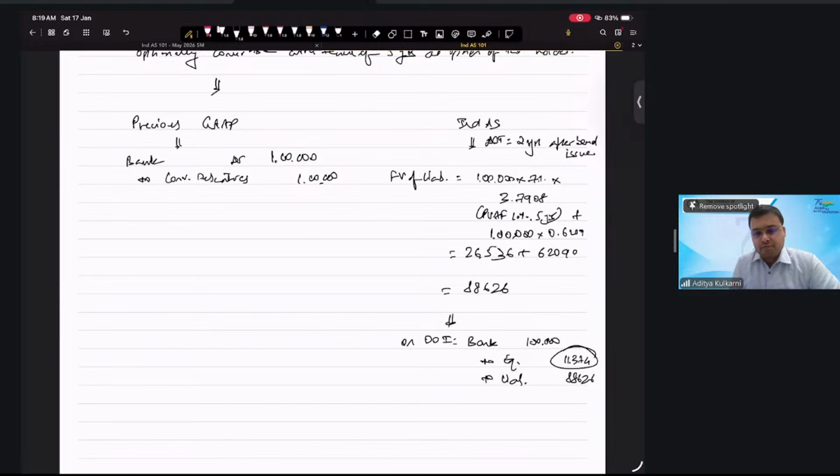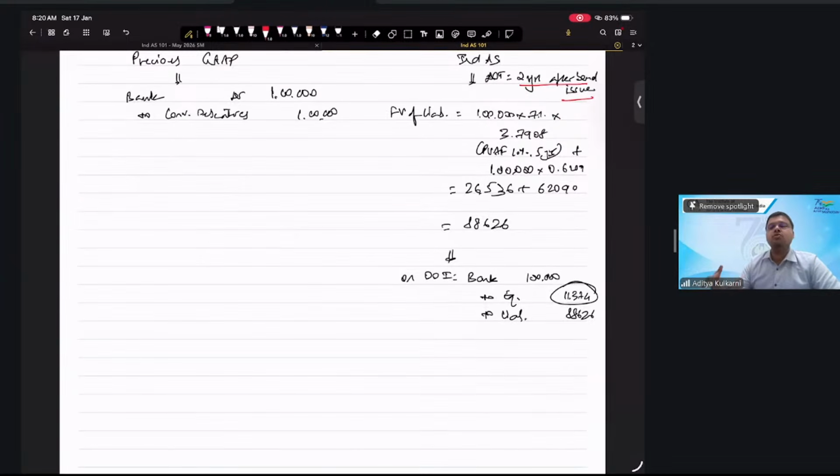Yes, sir. Now, can I take this value as the value of my compound financial instrument on the date of transition? Yes. No, see what the date of transition is, 2 years after bond issue. This is the conversion factor on the date of issue. Yes and no. Understood? So you will have to do 2 years of amortization. You will have to do amortization for 2 years.